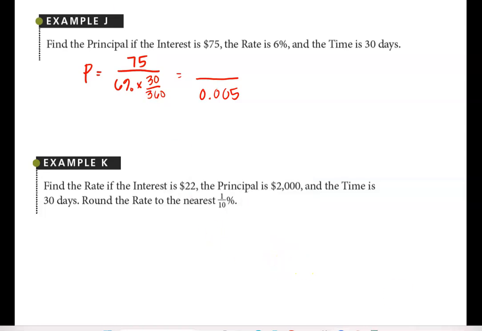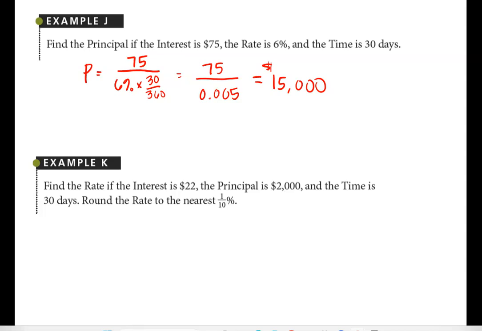And so my numerator is still 75. Remember that was my interest amount. And 75 over 0.005 is $15,000. So this tells me if my interest is $75 and the rate was 6% and time was 30 days, my original loan amount, or my principal, was $15,000.